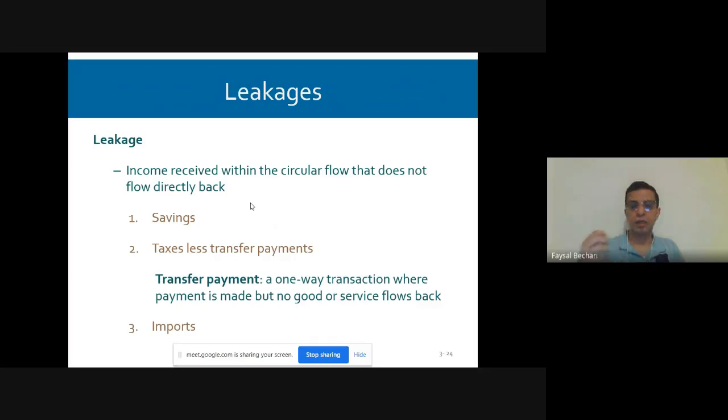So, leakages: income received within the circular flow that does not flow directly back. It could go straight to saving, or it could be tax less the transfer payment. A transfer payment is a one-way transaction where payment is made, but no good or service flows back, like imports.